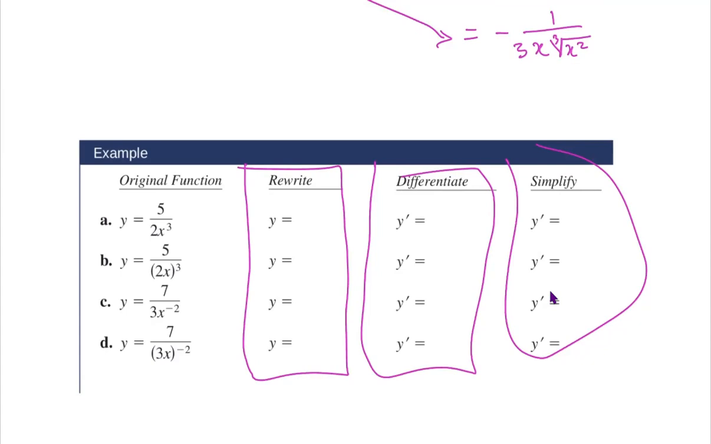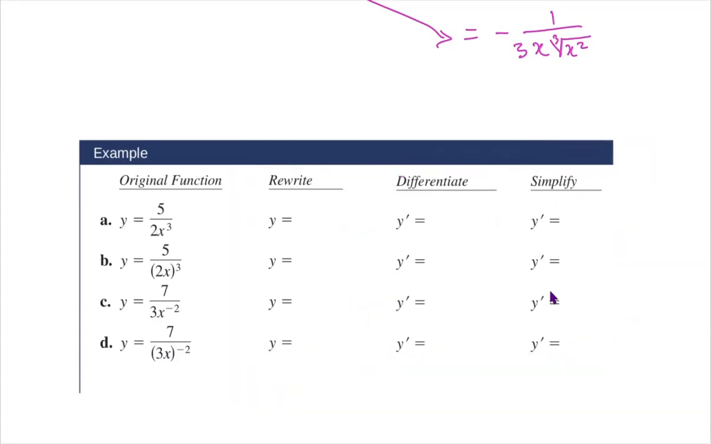So let's see what this is about. First, I have this function, y equals 5 over 2x to the third. Now, I already see that the 5 halves is my coefficient. I'm going to rewrite it as 5 halves. And then there would be some type of 1 over x to the third. But I want something in power 5 halves.